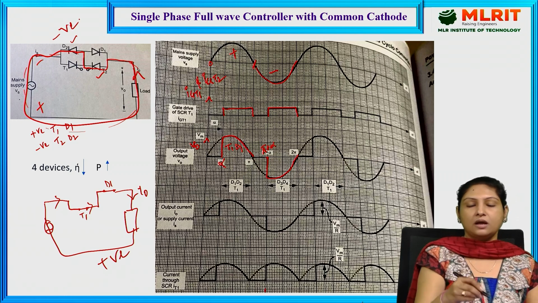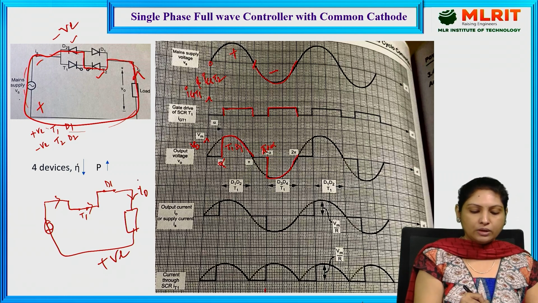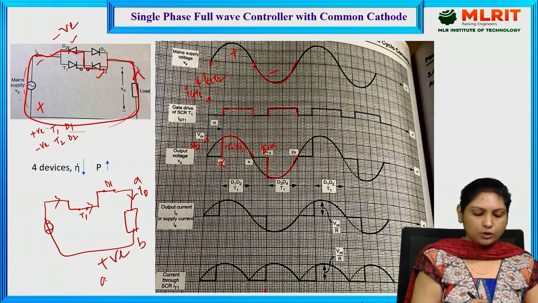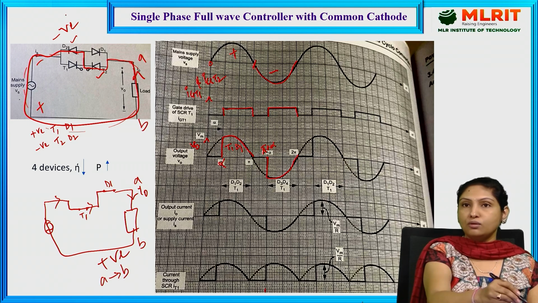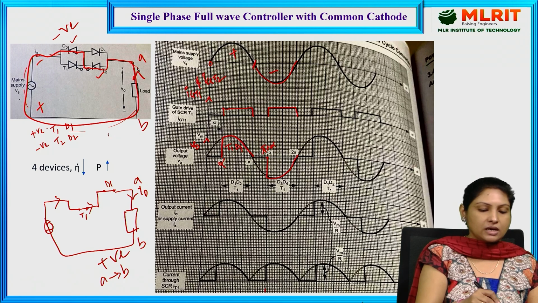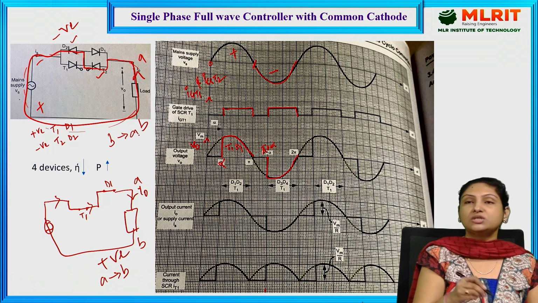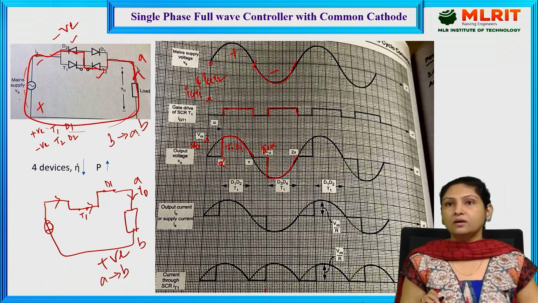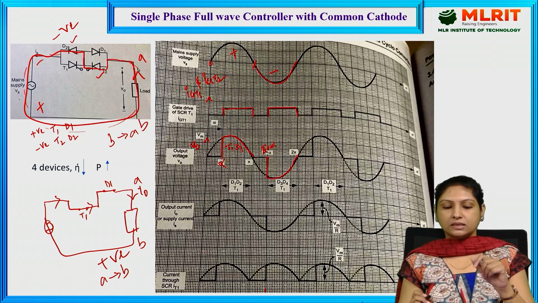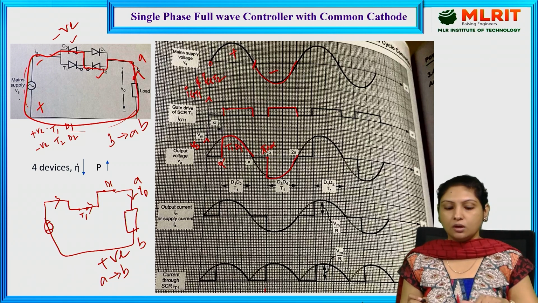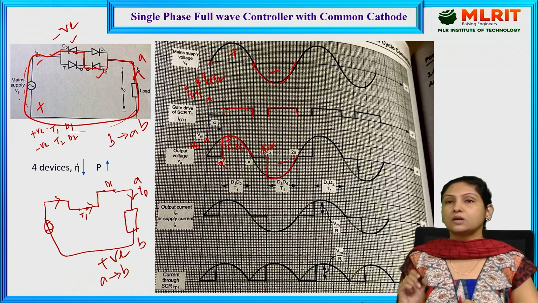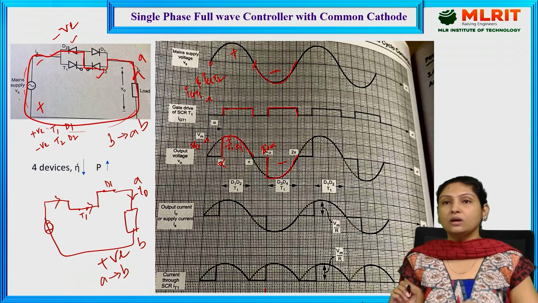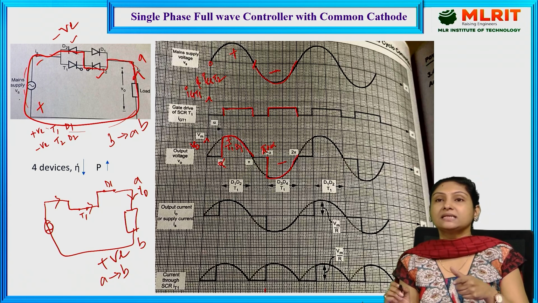Current flow is from A to B during the positive half cycle, whereas current flow in the negative half cycle is from B to A, which is exactly the reverse of the first case. That is the reason in an AC voltage controller both the positive half cycle and the negative half cycle of the supply voltage are controlled, and that is how we get AC output.